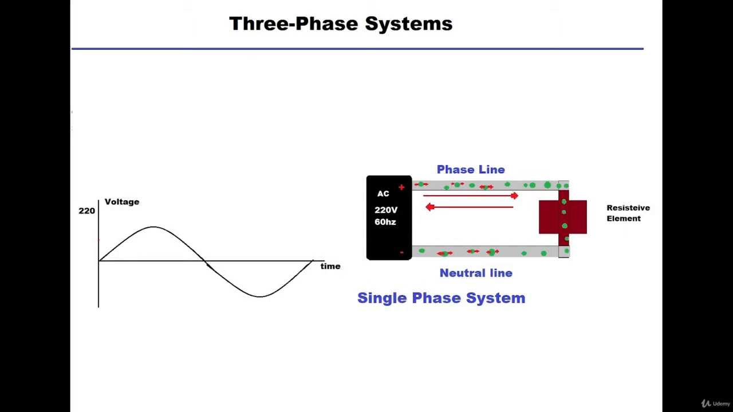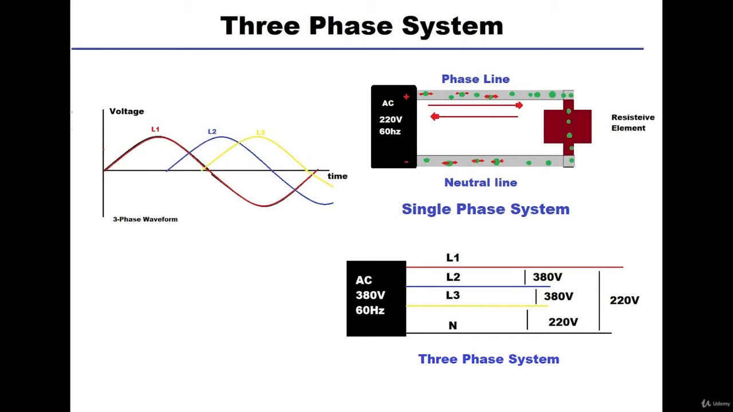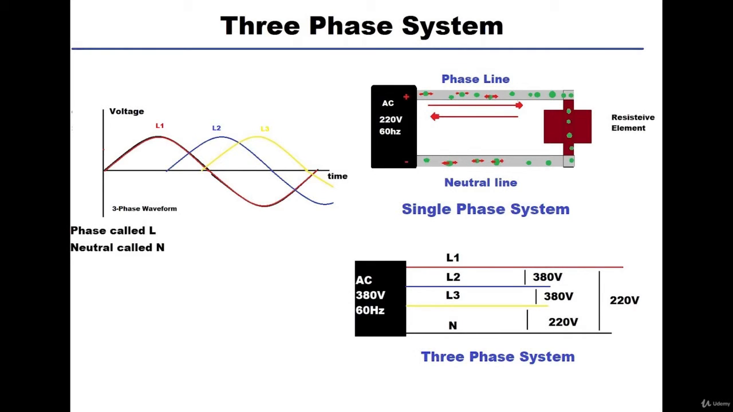your country. So our single-phase system consisted of one phase line and one neutral line, and electrons were fluctuating backwards and forwards. However, in a three-phase system, as the name states, we have three phases, and we may or may not have a neutral line. Now let's take a look at the waveform. We see three voltages, and we'll usually label them L1, L2, and L3, corresponding to phase line number 1, phase line number 2, and phase line number 3.